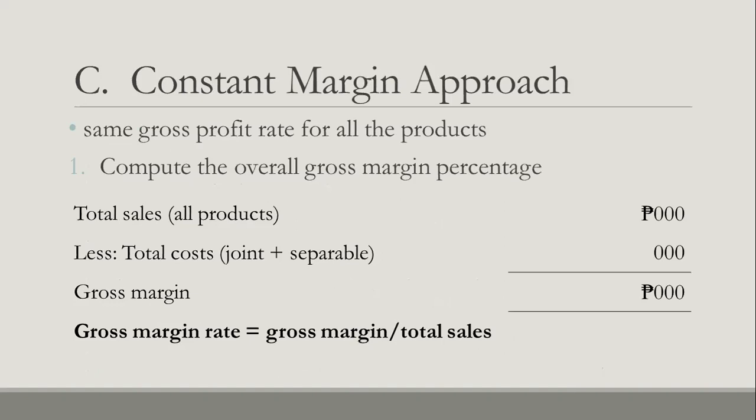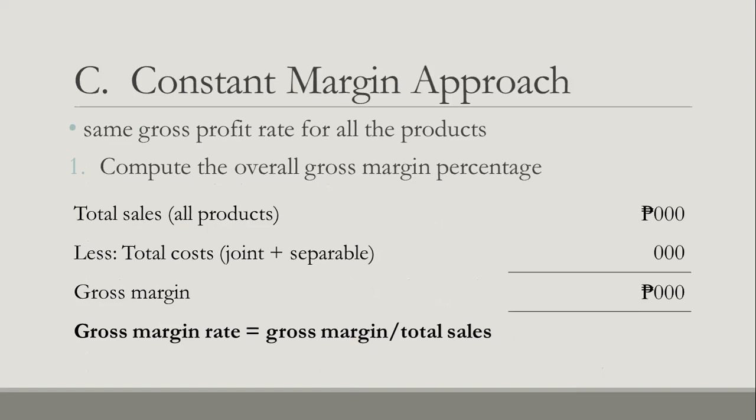Now let's jump into the constant margin approach. This is another approach. We have your physical output method, we have your sales value method, and now we have your constant margin approach. This is a bit of a mathematical approach, but it is seldom used. So let's just show here the formula on how to determine the constant margin approach. It's the same gross profit rate for all the products.